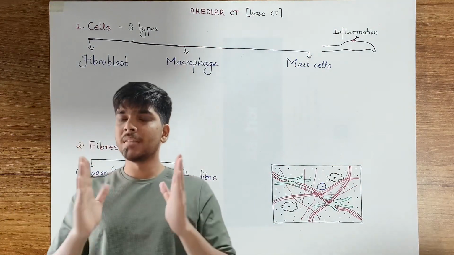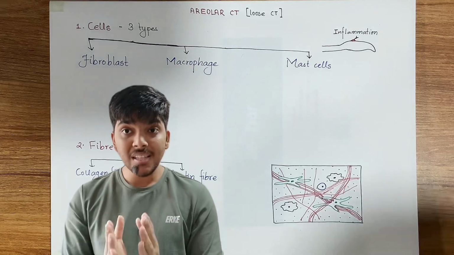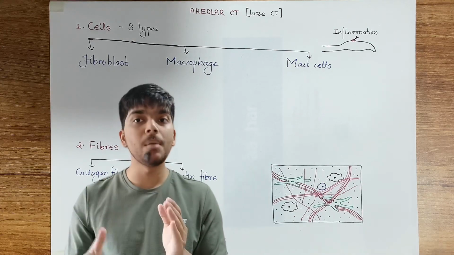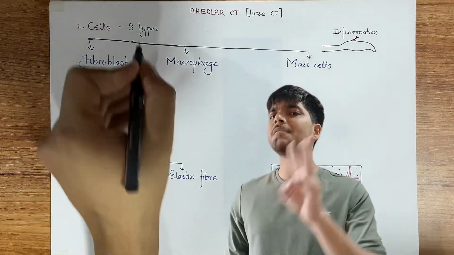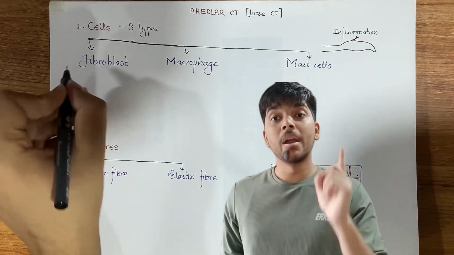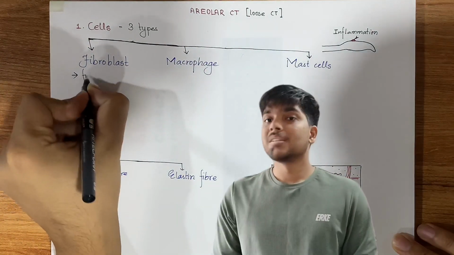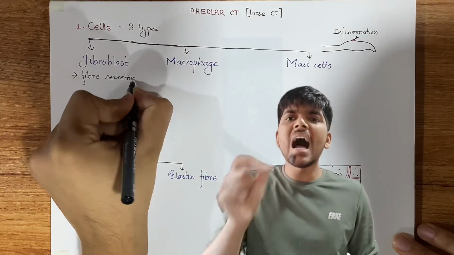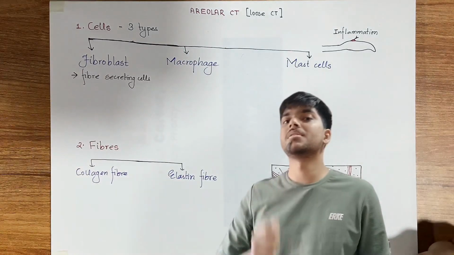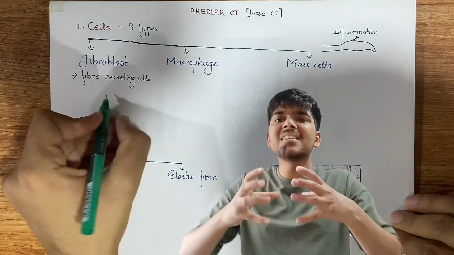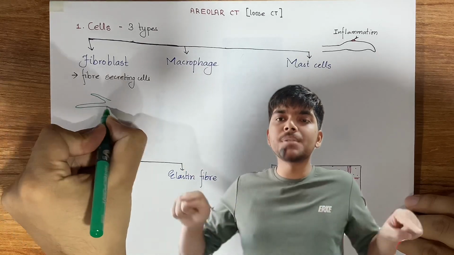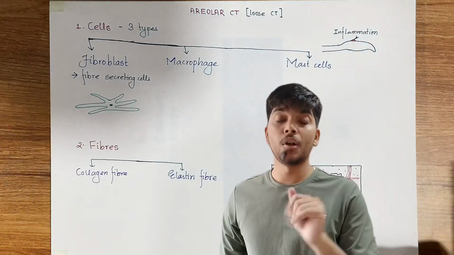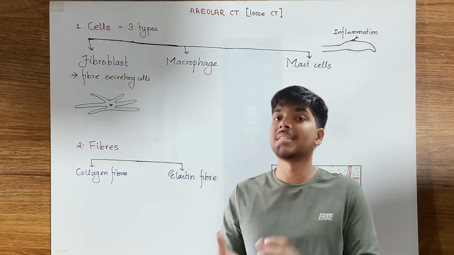So I've already mentioned that areolar connective tissue contains cells, fibers and matrix. Now let's look at what type of cells are found and what type of fibers are found. There are three types of cells found in areolar connective tissue. Number one, fibroblast. Split the word. Fibro meaning fiber, blast meaning precursor cells. So these are the cells that secrete fibers. What do they look like? They are large cells with long protoplasmic projections and a centrally placed prominent nucleus. That's what it looks like. You'll know further when I draw its diagram.